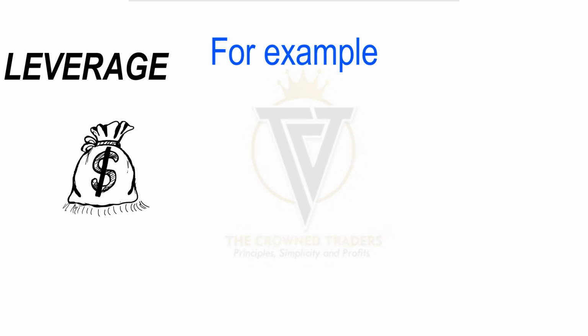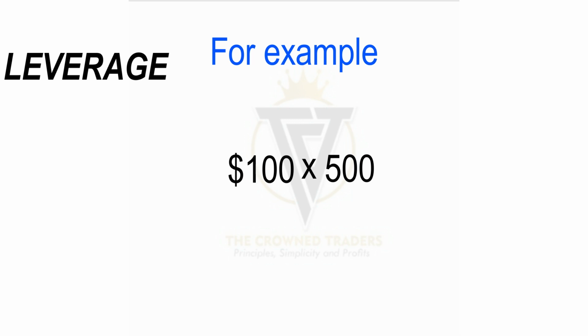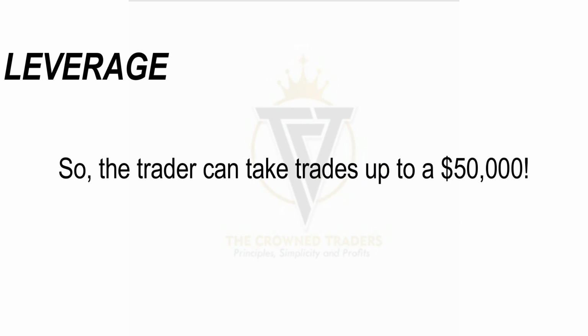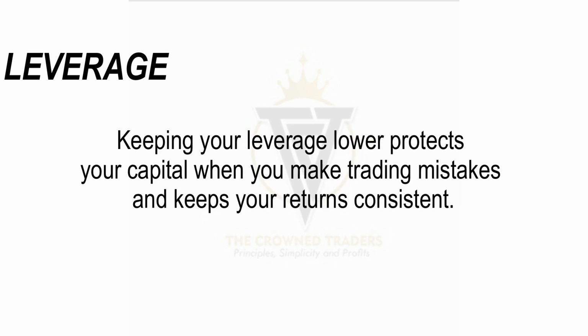Now, for instance, the trader deposits $100 and chooses a leverage of 1:500. The trader's buying power in the market will be $100 multiplied by 500. So potentially, he has an account that is worth $50,000. So the trader can trade up to a $50,000 account. Professional traders usually trade with a very low leverage, and it's advisable a new trader uses a low leverage ratio. Keeping your leverage lower protects your capital when you are making trading mistakes and keeps your returns consistent.